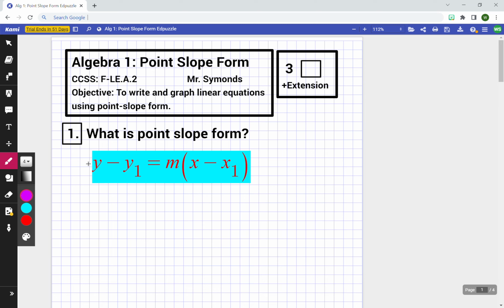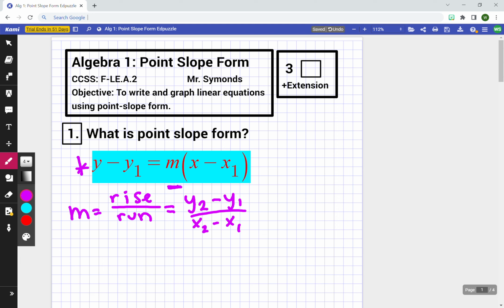In box 1, our question is, what is point-slope form? So I wrote the equation of point-slope form right here, which is y minus y1 equals m times x minus x1. So we already see our m right here. Our m again is our slope, and our slope, as we know it from the previous lesson, is rise over run. That's how much we go up or down, or right and left. And we can also use the equation that we know, y2 minus y1 over x2 minus x1.